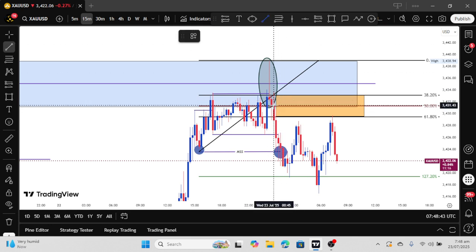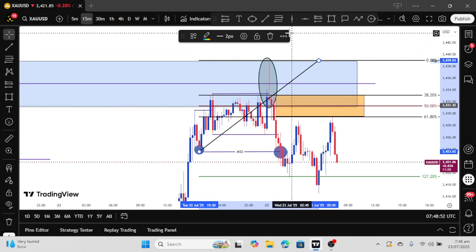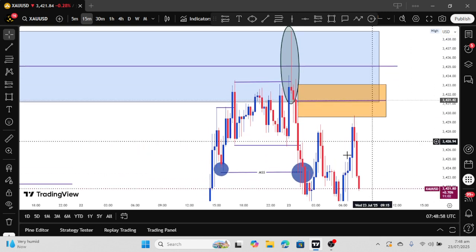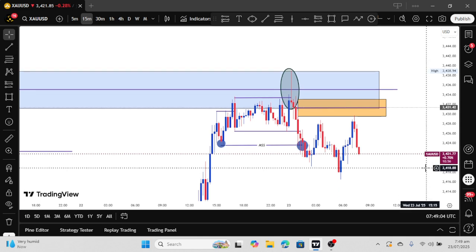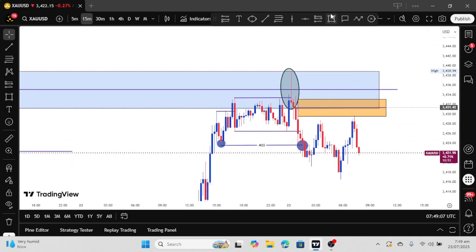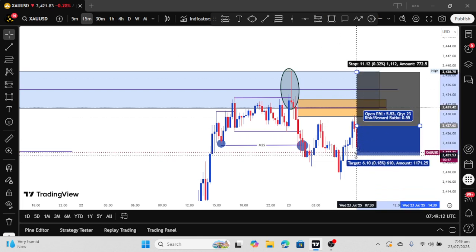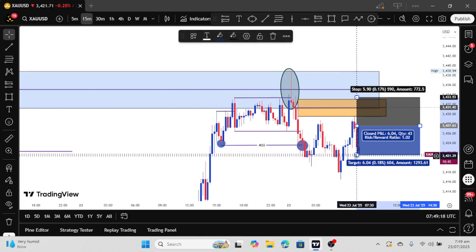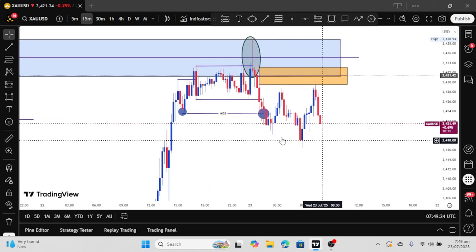So my mid zone is here. That's my 50% fib zone. That's my mid zone. I saw this particular move, but I was waiting for it to push in a bit, but the price didn't push in a bit. So let's wait for our next move.